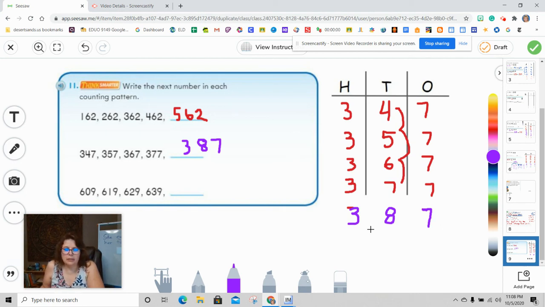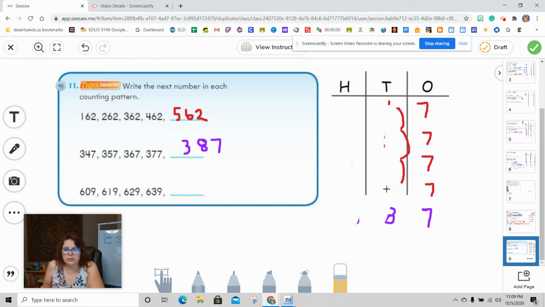And that's the pattern that you would follow. I hope you liked the lesson. I'm sure you can do this one by yourselves by using your HTO. Always use HTO. Remember, HTO is your best friend. It will keep you focused on the place value that you need to figure out. Thank you for watching.